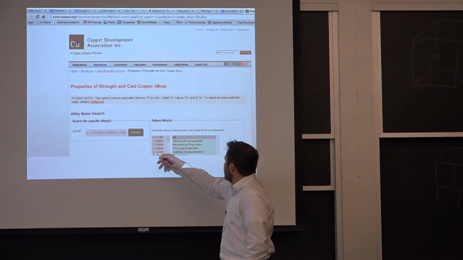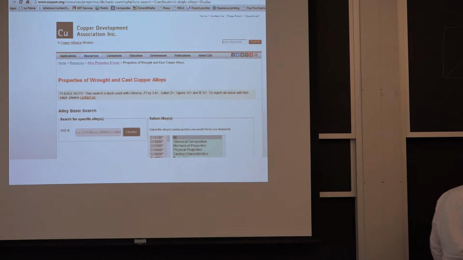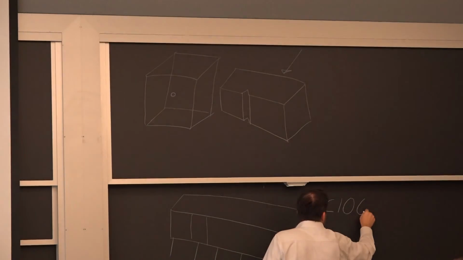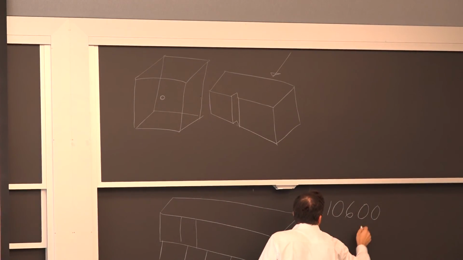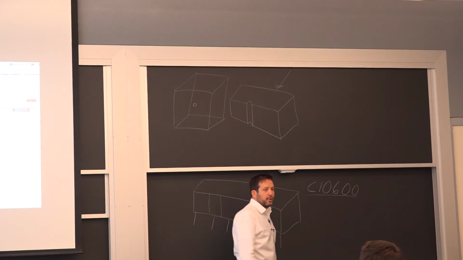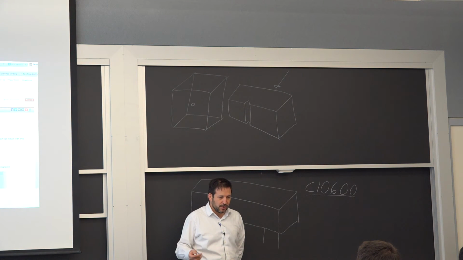So you can go here and say, I want a C alloy. So let's say I say, please make me a C10600, that's the number I want to use. And apparently the engineer did go to that specification and found some mechanical properties that he was happy with.